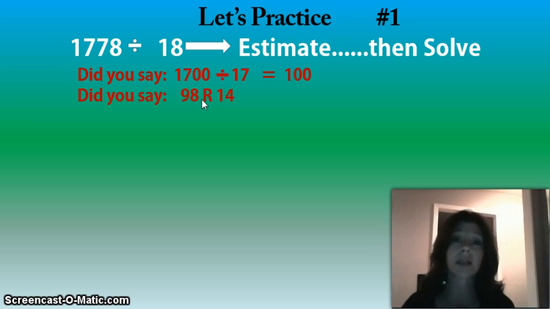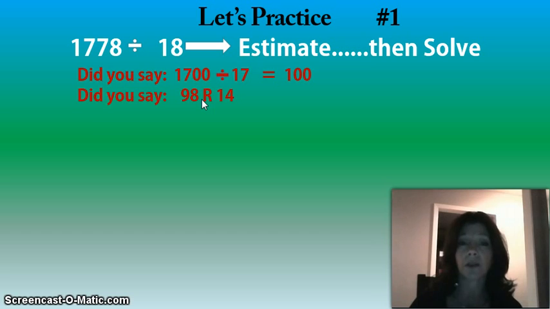All right, for your estimate, did you try 1,700 divided by 17 equals 100? And for your actual answer, did you get 98 remainder 14? Let's see how we could do that. If you estimated here, and if you looked for compatible numbers, 18 can estimate to 17.